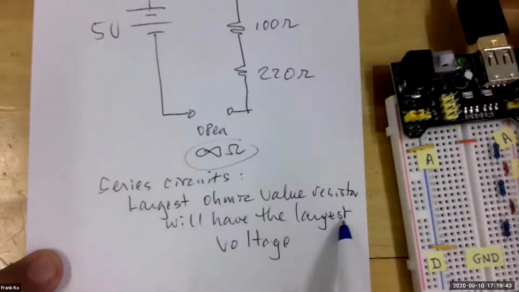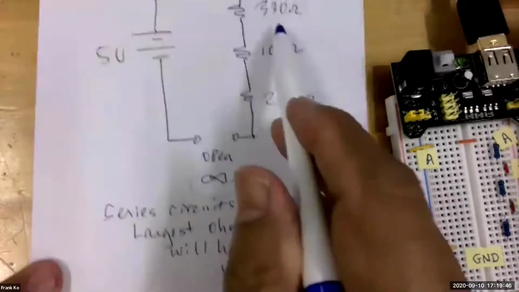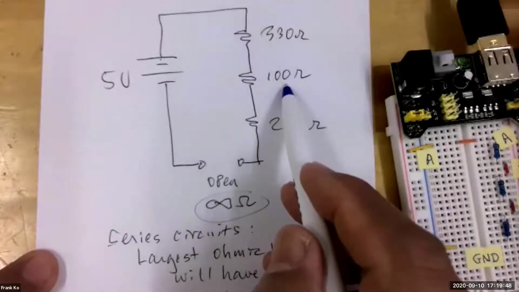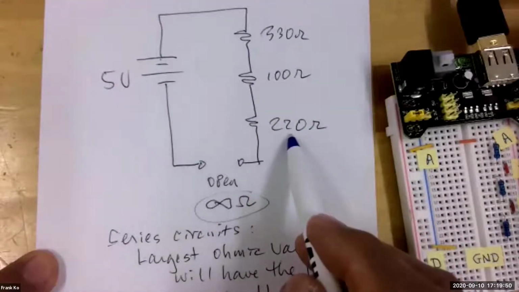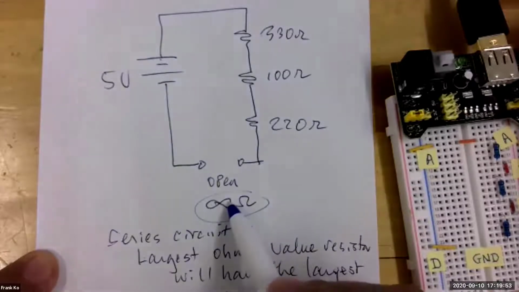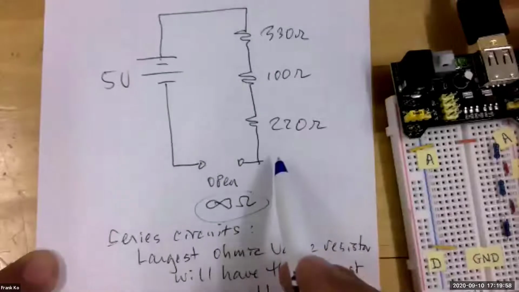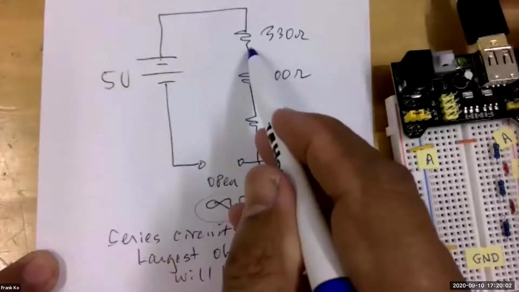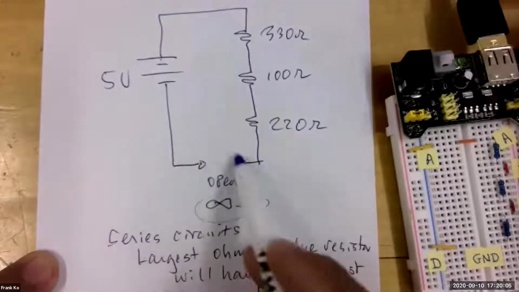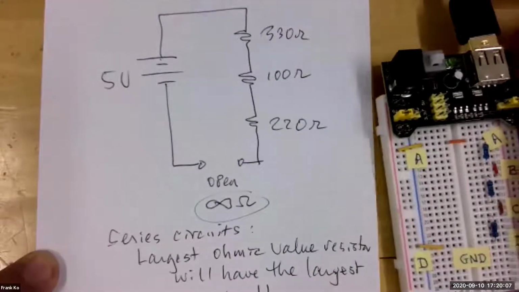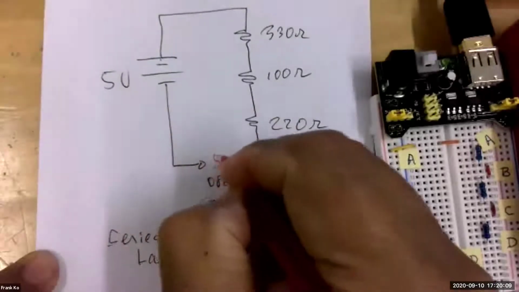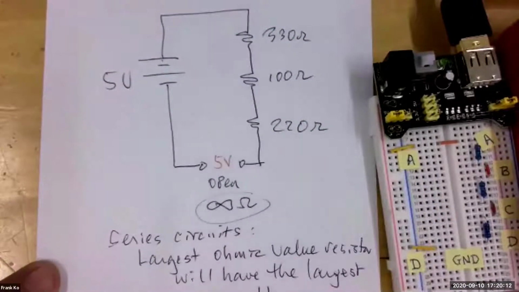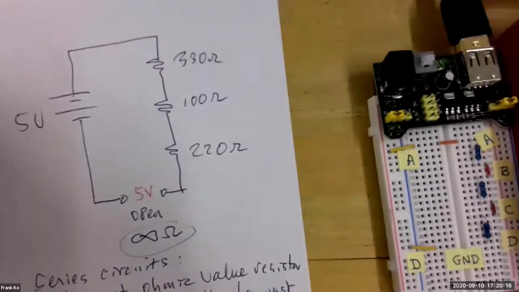Largest ohms will have the largest voltage. Well, guess what? That's only 330. This is 100. This is 220. This is infinity. This is way, way bigger than all of those combined. So where is all the voltage going to be? There's going to be almost nothing here, nothing here, nothing here, but all of it will be here. And that's why we measure 5 volts on that open. Interesting.